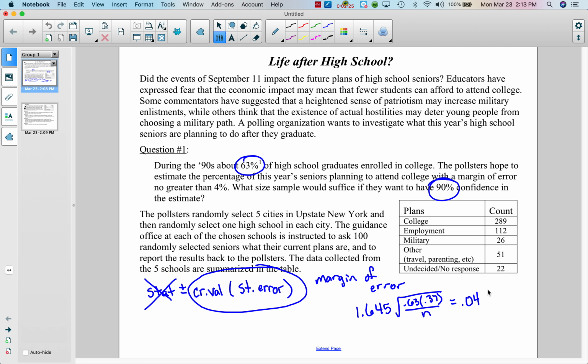The reason I wanted to walk through that part with you is because we had that on a quiz, and I know some of you had some trouble determining the sample size. So you would need to be able to do that.